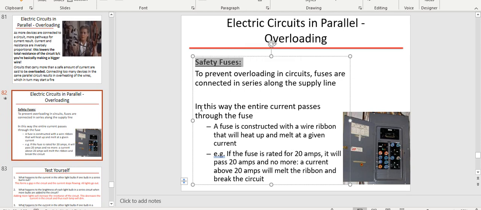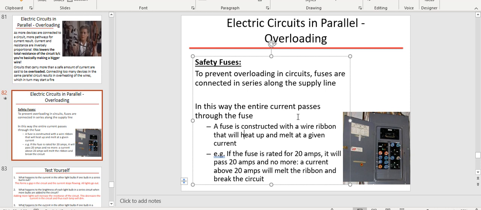Fuses. Very important. To prevent overloading in circuits, fuses are connected in series along the supply line. And what these fuses do, you see in this way, the entire current passes through the fuse. And this is your safety, this is your safety net. The fuse is constructed with a wire ribbon. If it heats up and melts at a certain temperature, a certain current, and if it reaches or exceeds that current, the connection will be stopped.